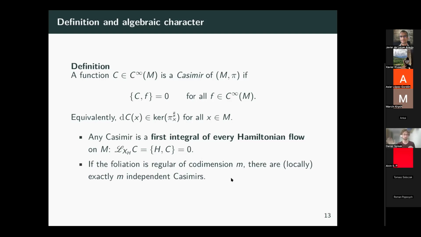And this is not strictly necessary, but it is nice to know that if the foliation is regular of codimension M, there are locally exactly M independent Casimirs. And by independent, I mean when we wedge over all of them, we get something non-zero.